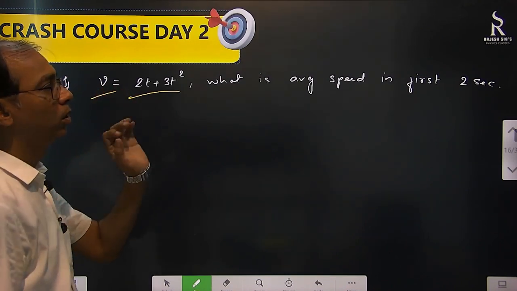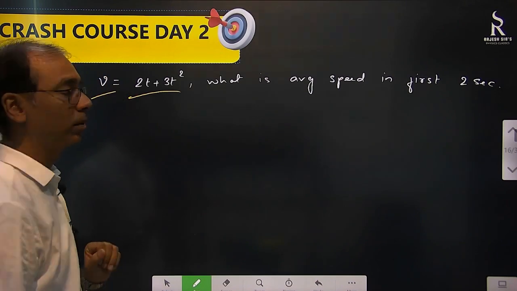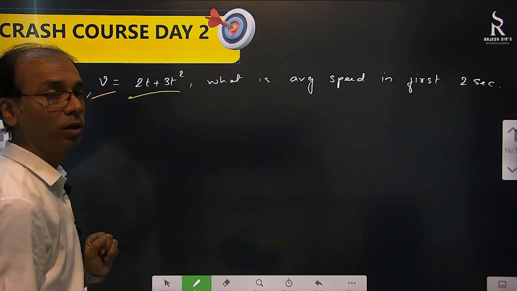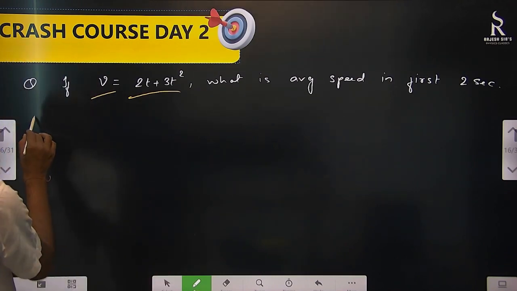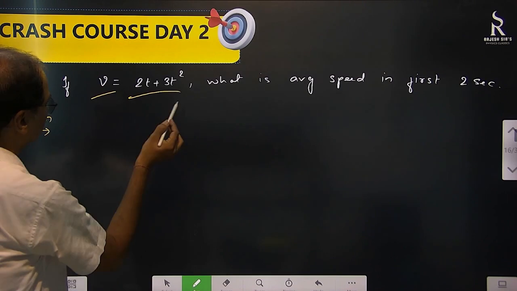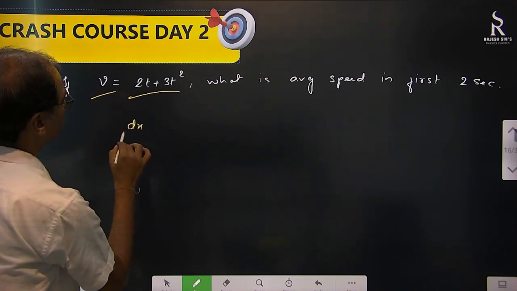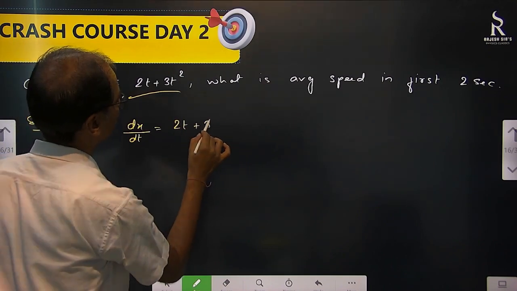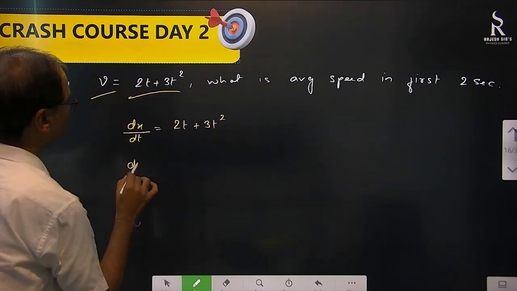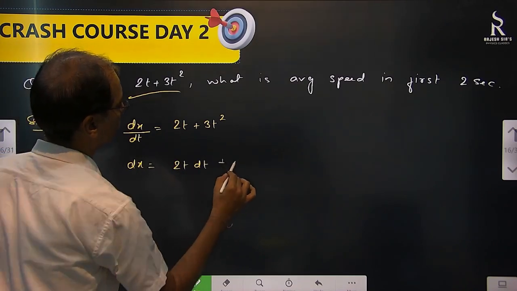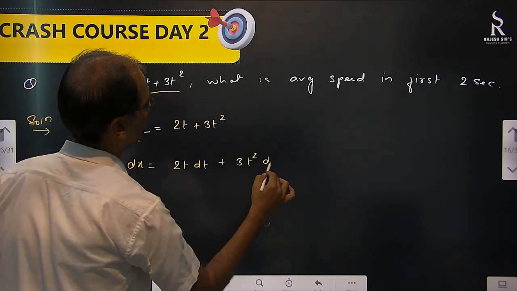Average speed is total distance traveled by total time. So first we have to find total distance. How to find total distance? Distance and displacement were equal in the previous question, right? So here also same method, no change. dx by dt equal to 2t plus 3t square. dx equal to 2t dt plus 3t square dt. I reduce one step.